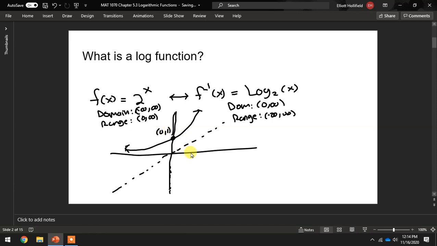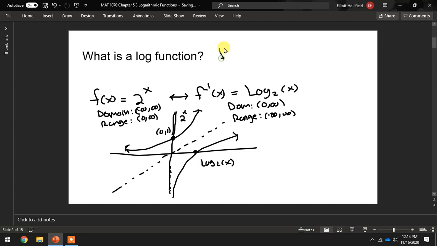This point, 0, 1 goes to 1, 0, and now we flip this graph over this dashed line, and the graph of log base 2 of x has to look something as such. Up here, we have 2 to the x. Down here, we have log base 2 of x, defined to be the inverse of this function.